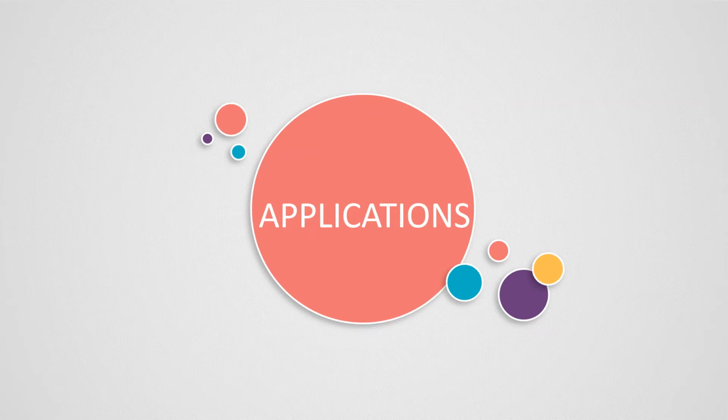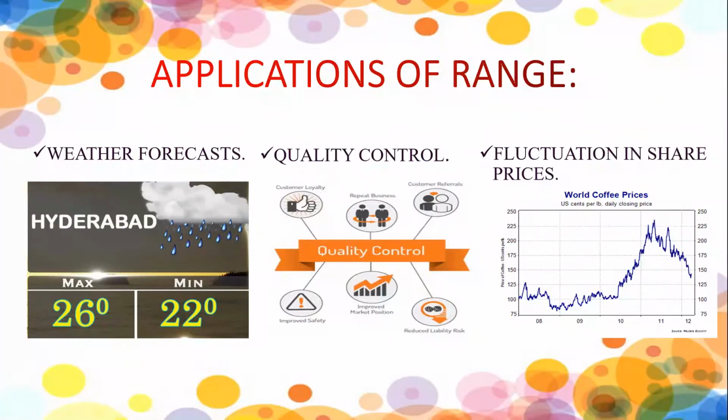Range is also used in real life to figure out the dispersion of a high school class's test scores, and to determine the price range for a kind of service we want to give to the students. There are so many applications here. I listed a few among them. If we want to forecast the weather, then we use range. And if you want to know about the quality control of any particular product, in that case also we use range. Suppose we want to study the fluctuations in share prices, there also we need range. So this is how we use range in real life.